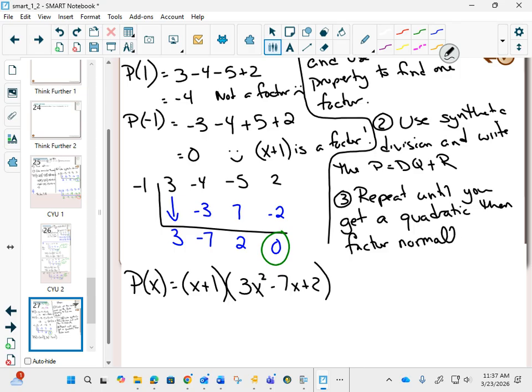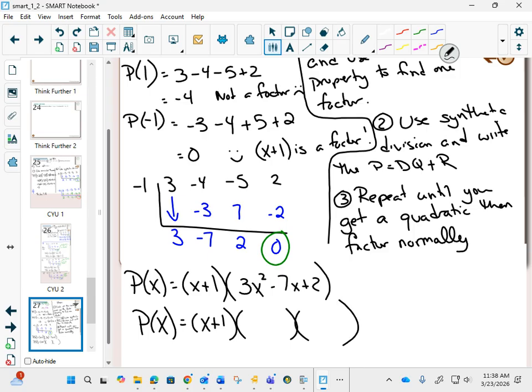How about this for step 3? Step 3 means you're going to have to repeat the process 1 and 2 unless you get a quadratic, which we did. If you get a quadratic, you now can factor completely by just factoring normally.